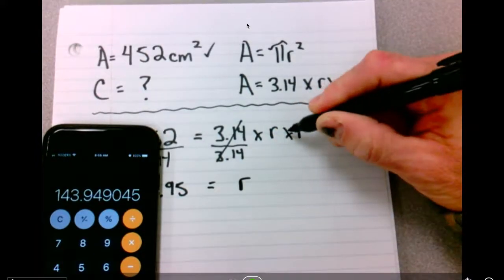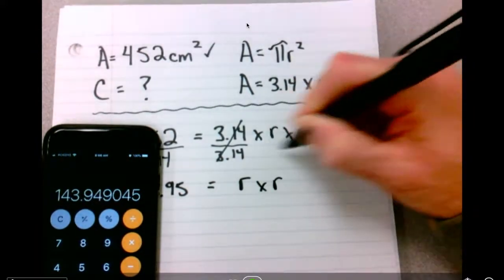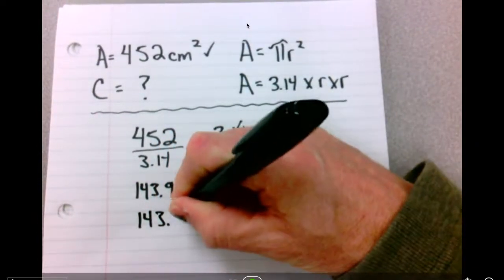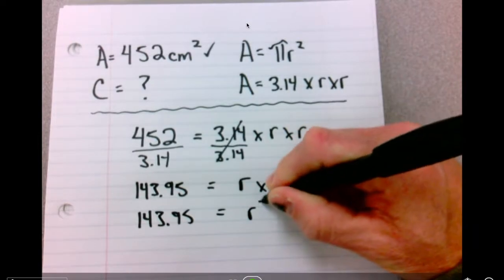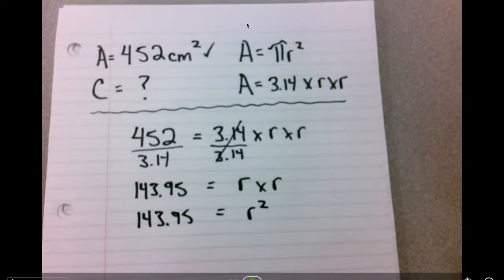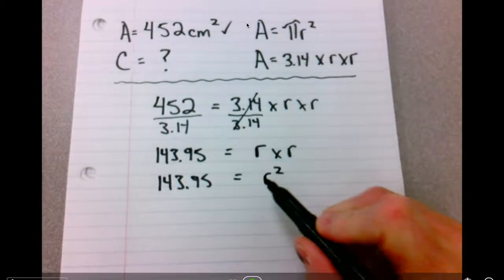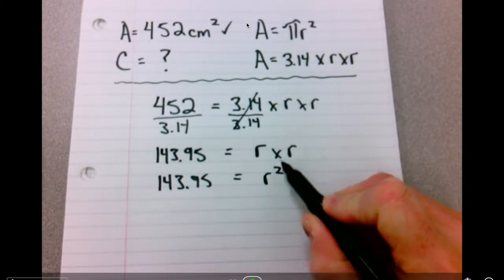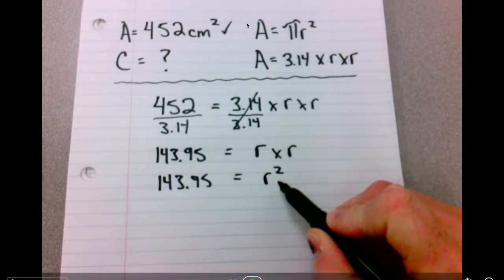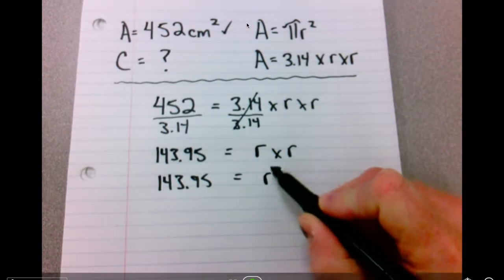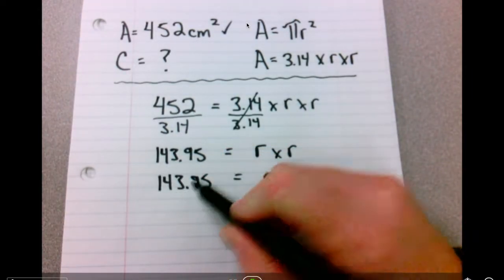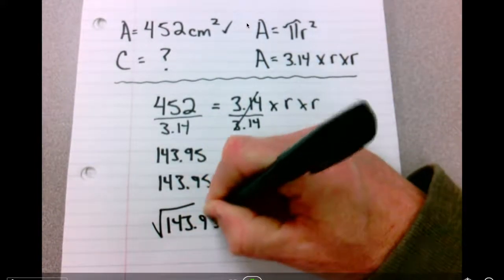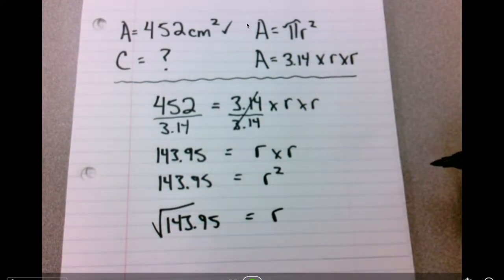Equals r times r. What we could actually say here is I'm going to rewrite that, and I'm going to say 143.95 equals r squared. Okay. Now what we need to do is figure out what the value of 1r is. Well, we know that this is squared. We need to find the root of this. So if I do the root of 143.95, it's going to give me r.